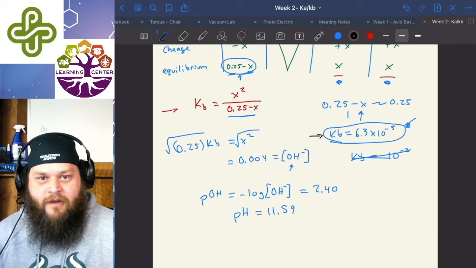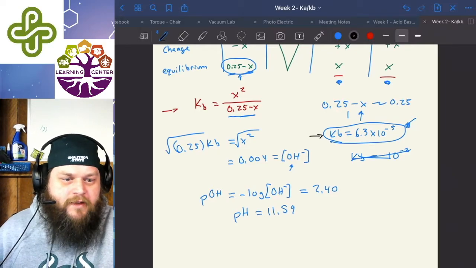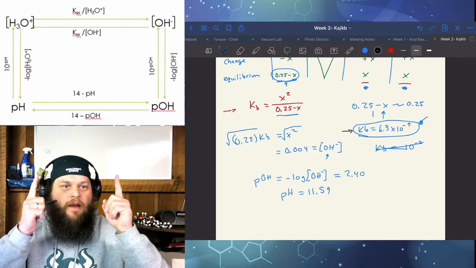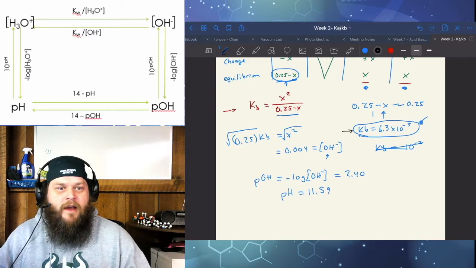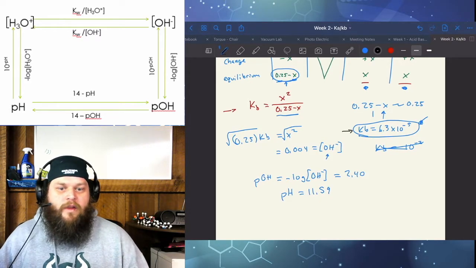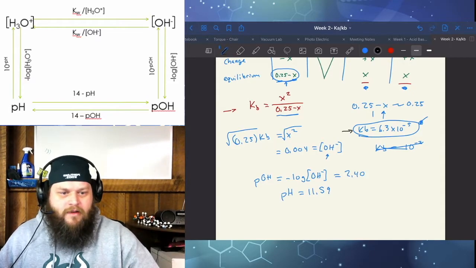A lot of it comes down to remembering this pH box and how to convert between pH, pOH, and the concentrations thereof. And again, you can do something very similar with a Kb box, Ka box. Let me switch here.